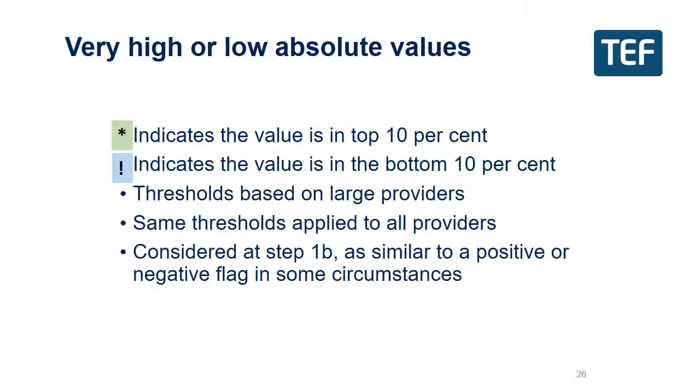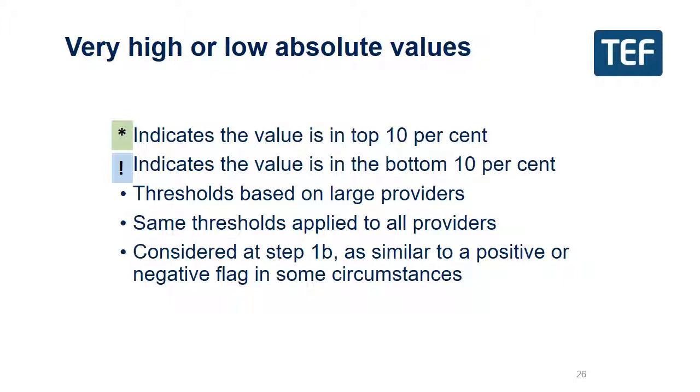To define these in a bit more detail then, an asterisk for a high absolute value means that a provider's indicator is in the top 10% for that metric across the sector. The exclamation mark means that the indicator is in the bottom 10%. When we're calculating the thresholds that constitute the top and bottom 10% of the sector, we only include large providers, defined as providers with at least 100 students in the denominator. That's just to avoid the calculations being distorted by volatility of providers with very small numbers. But once we've calculated those thresholds, they're applied in the same way to all providers, big or small.